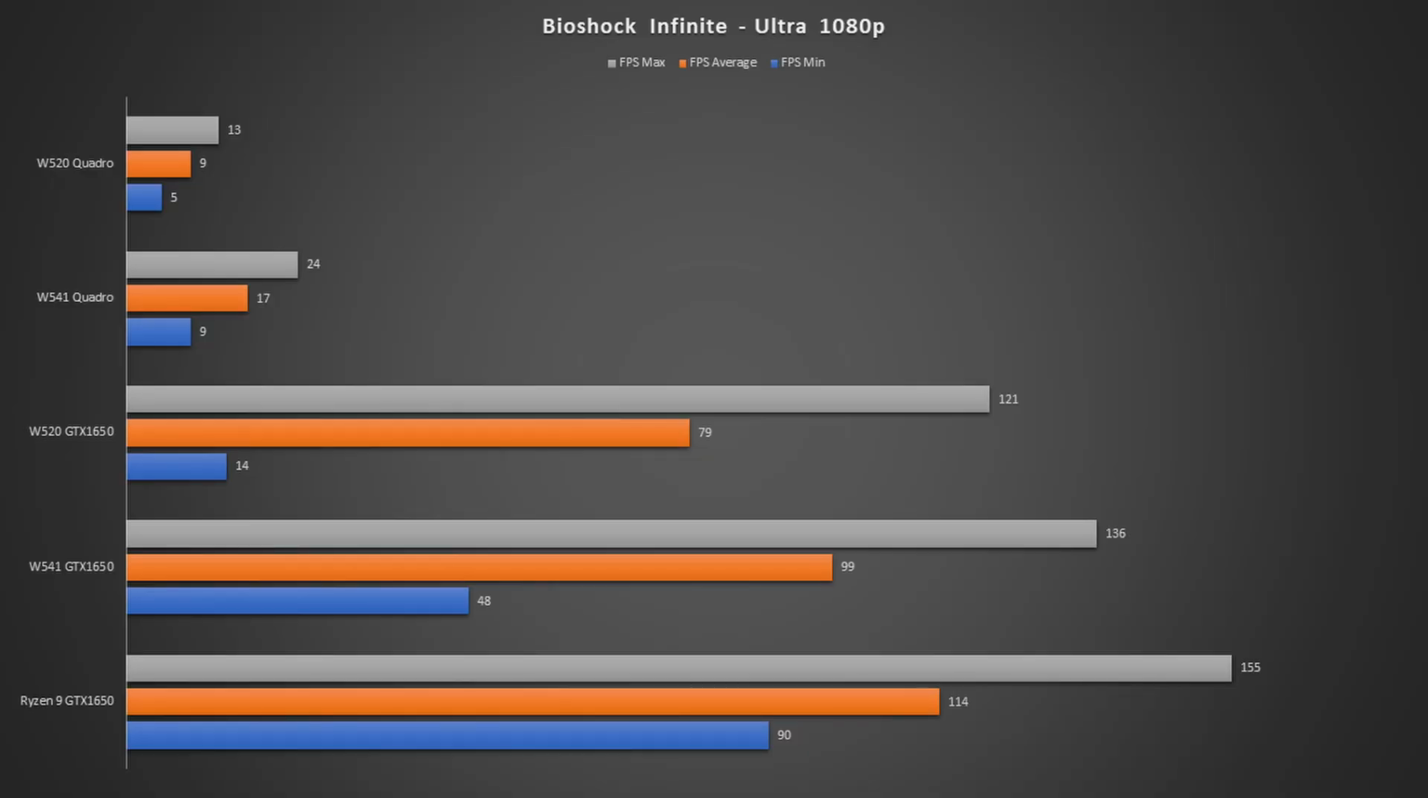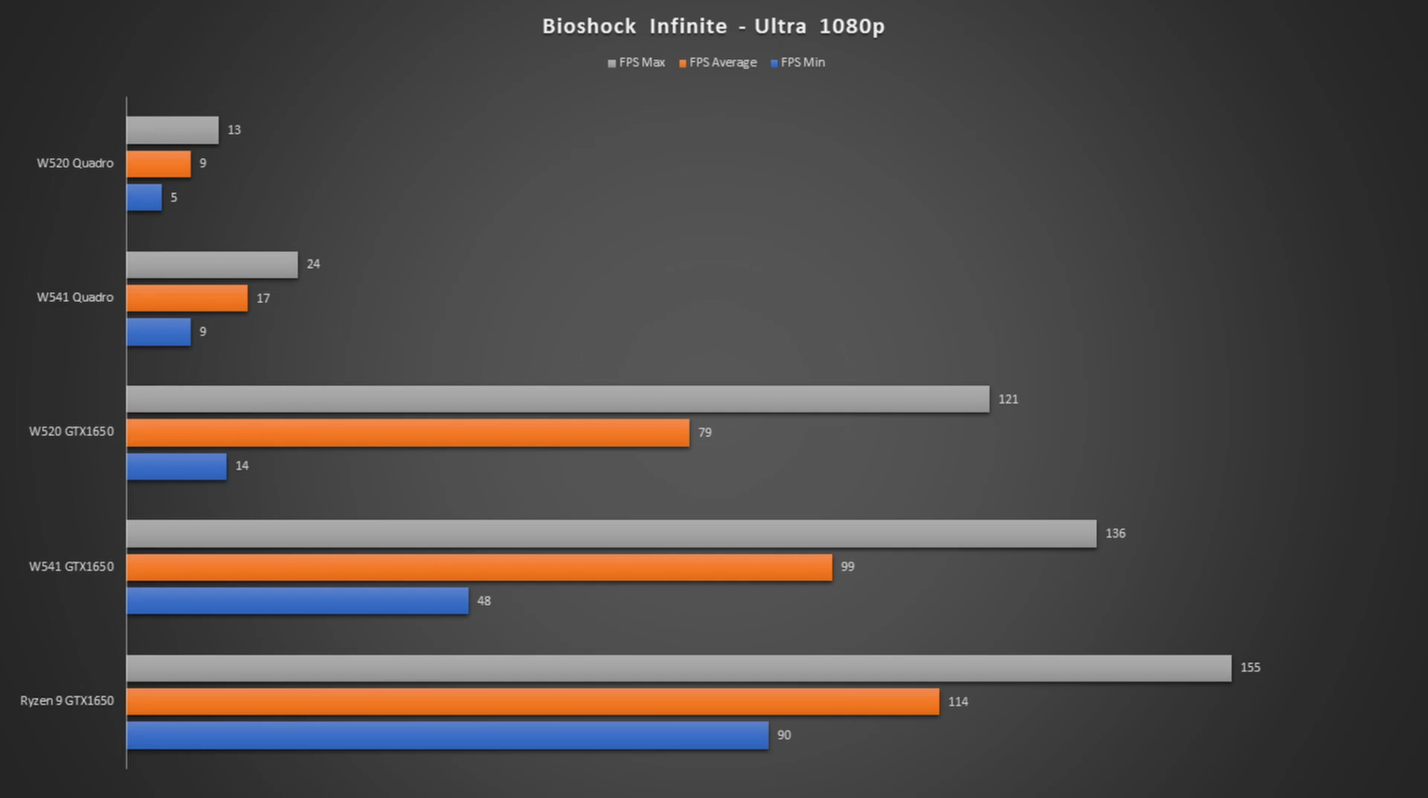Another game in the list is Bioshock Infinite with ultra setting at 1080p. If you look into the chart, we will see that there is a massive difference between FPS max and FPS min. So it's clear that some rapid changes in the scene are not able to cope with one-lane PCI Express.